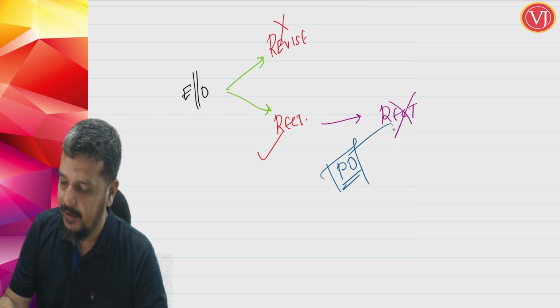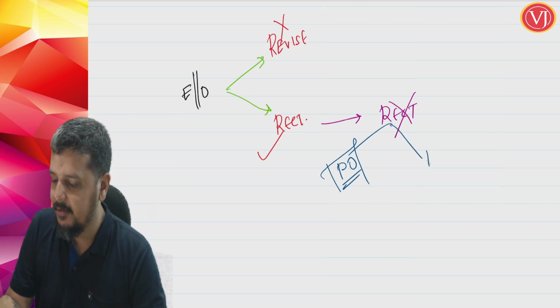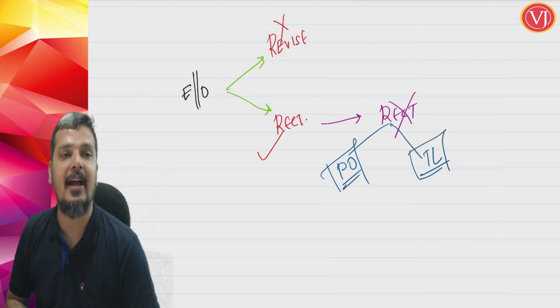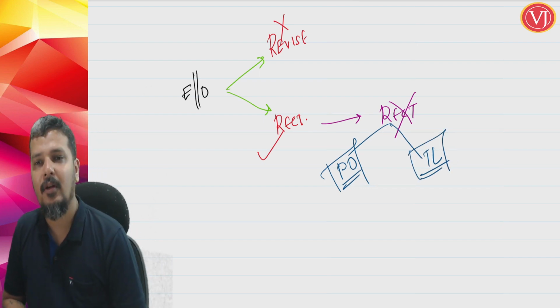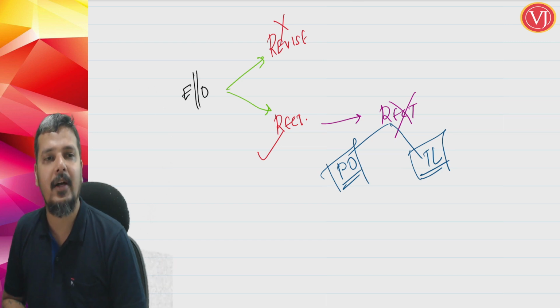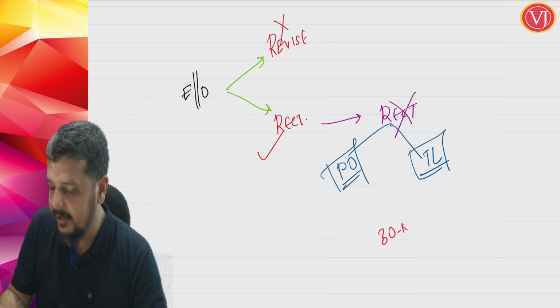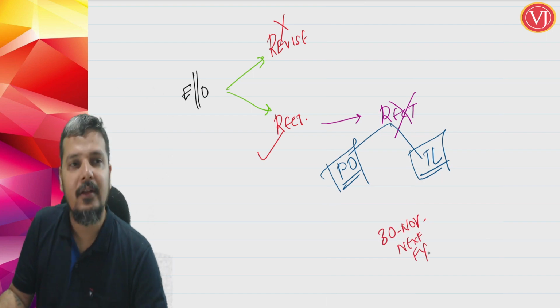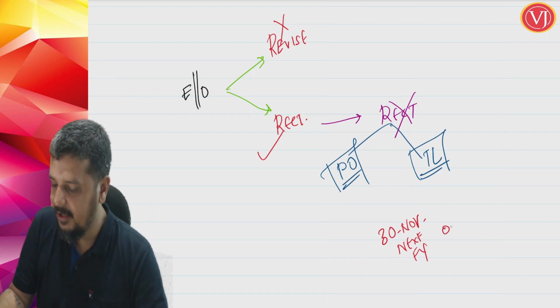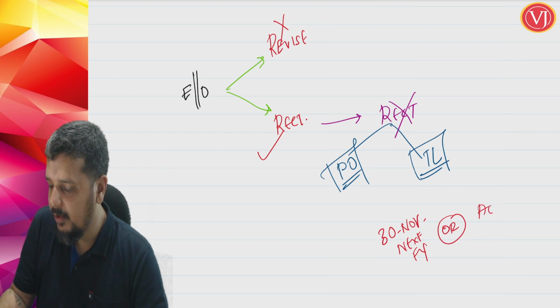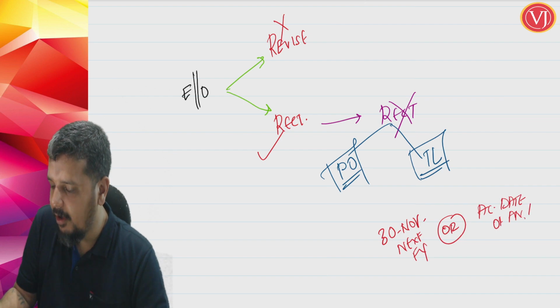Second, you are talking about time limit. If it is after the time limit, there is a time limit to rectify it. What is the time limit to rectify it? The time limit to rectify it is 30th of November of next financial year, or actual date of filing of annual return of that current financial year, whichever is earlier.